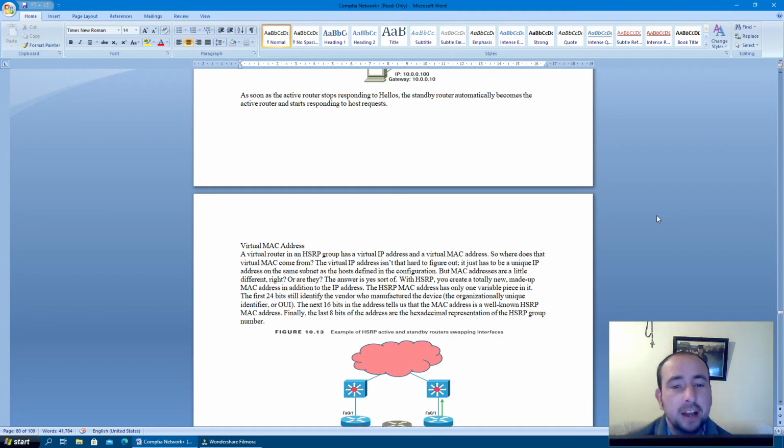As soon as the active router stops responding to hellos, the standby router automatically becomes the active router and starts responding to the host requests.